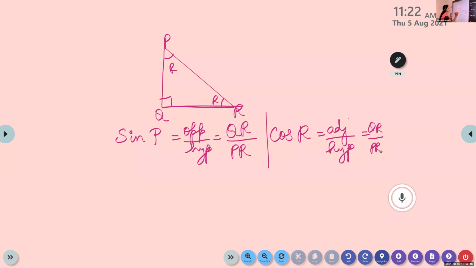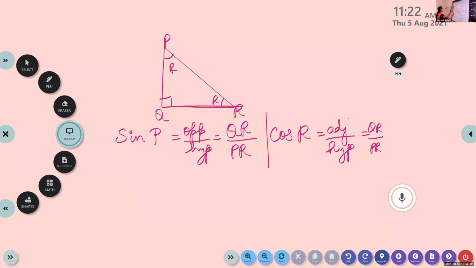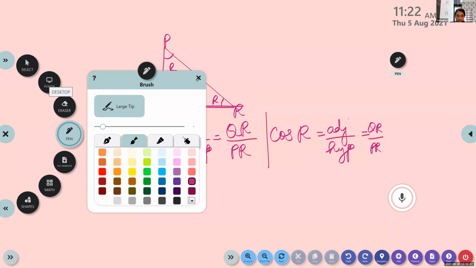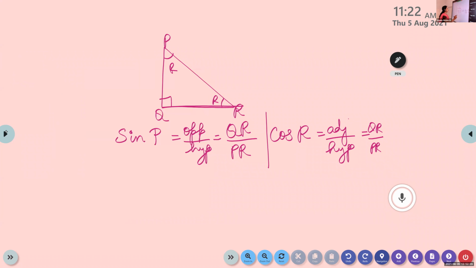Now comparing this, what can you say? Compare these two ratios. They are the same. Can we say, sorry, this is P. This is R. So what can you say? Sine of P is equal to cos R. Is it correct?